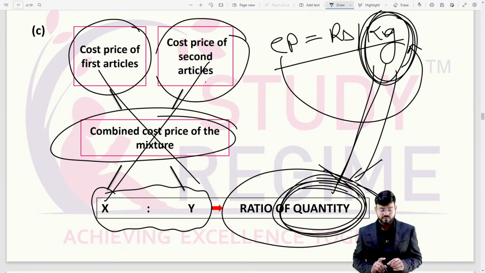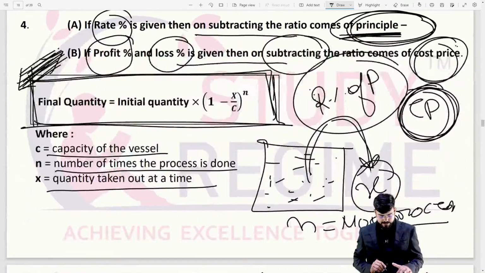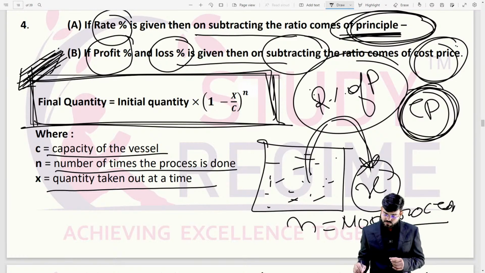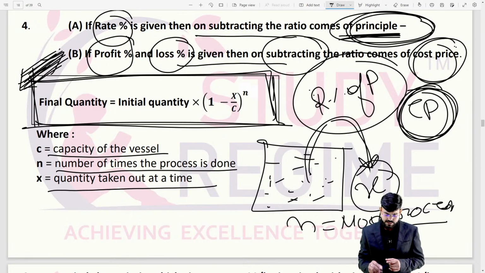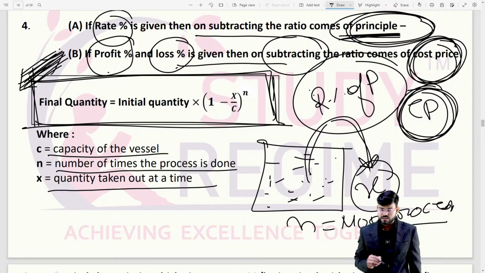Clear? Okay. There are 2 more points. If rate percent is given, in some question if it is given that some amount is lent at R1 percent and the other at R2 percent, and you want to calculate the ratio, it is the ratio of principal. You can use this formula here also. Now in profit and loss, it comes out to be the ratio of cost price. Clear? Okay.